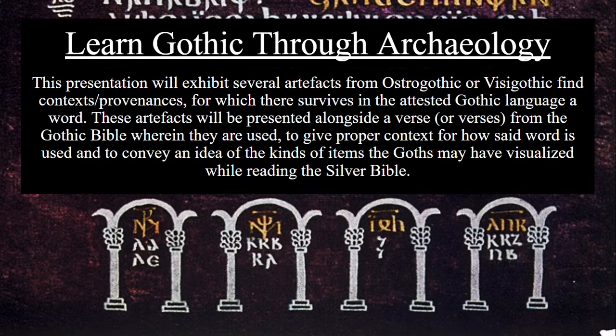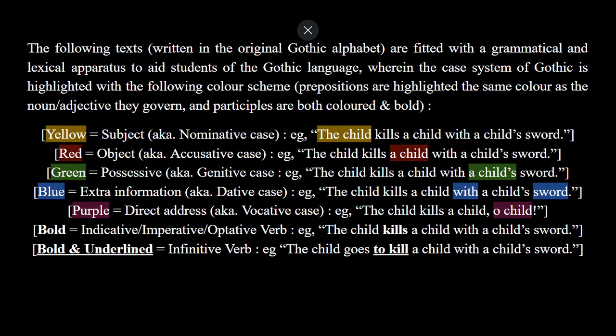Hi guys, it's Bella, and in this video I am going to introduce you to some Gothic archaeology and use it as a springboard to teach you the Gothic language. I'm going to show you artifacts from Ostrogothic or Visigothic find contexts, and verses in the Gothic Bible where the word for that object is used. I have fitted this text with a grammatical gloss to help you learn the Gothic language.